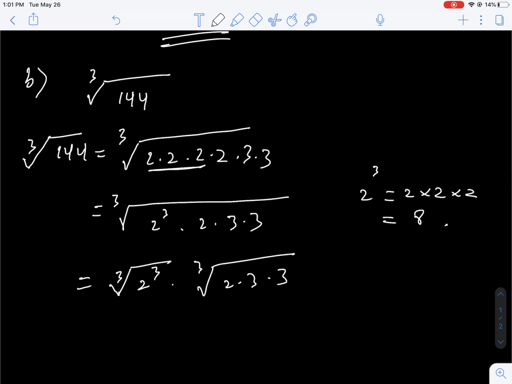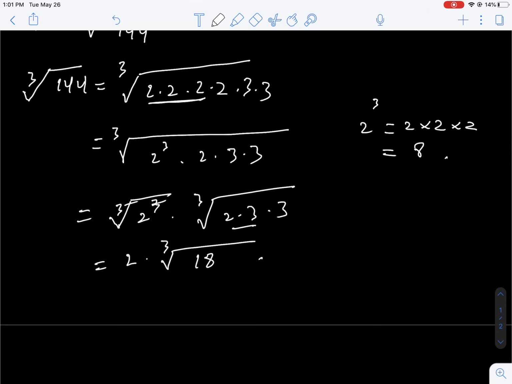So I will write them separately because I will simplify this one. So 3 will cancel with the cube root, and we'll be left with 2. 2 times 3 is 6. 3 times 6 is 18. Okay. So this is how you simplify a cube root using prime factorization.